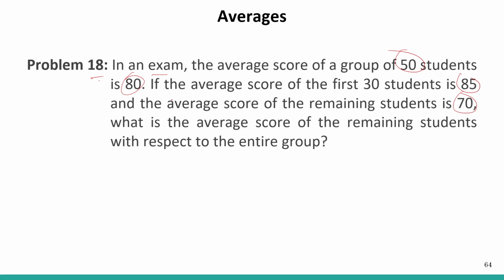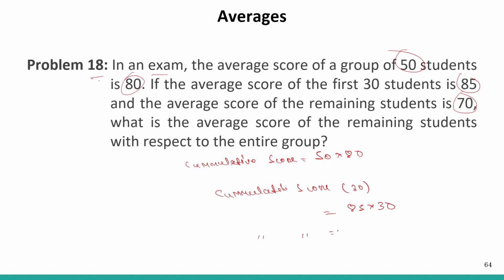Since the average of 50 students is 80, the cumulative score is 50 into 80. We know that out of those 50, 30 students have an average of 85, so the cumulative score of the first 30 students is 85 into 30. For the remaining students, the average was 70. So how many were remaining? The cumulative score for the remaining 20 students is 70 into 20.